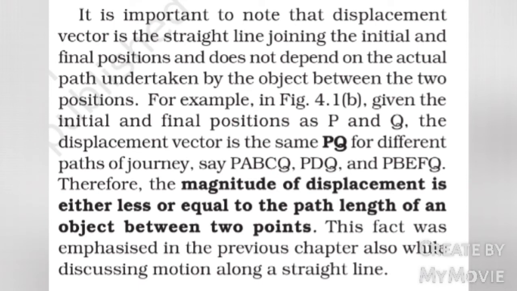It is important to note that the displacement vector is a straight line joining the initial and final positions and does not depend on the actual path undertaken by the object between the two positions. For example, in figure 4.1b, given the initial and final positions as P and Q, the displacement vector is the same PQ for different paths of journey, say PA, BCQ, PDQ and PBEFQ. Therefore, the magnitude of displacement is either less than or equal to the path length of an object between 2 points. This fact was emphasized in the previous chapter also while discussing motion along a straight line.